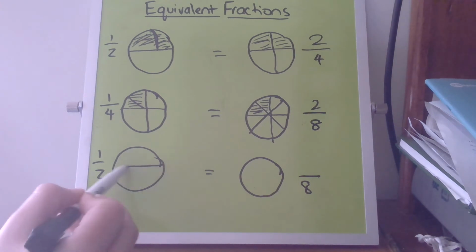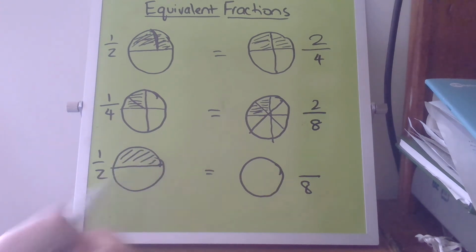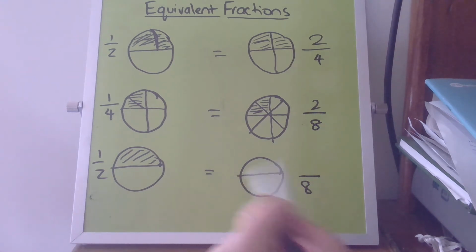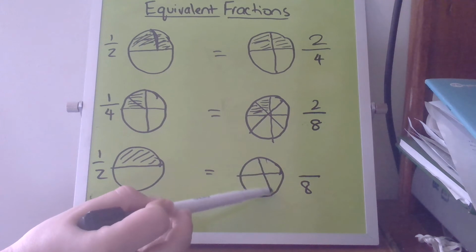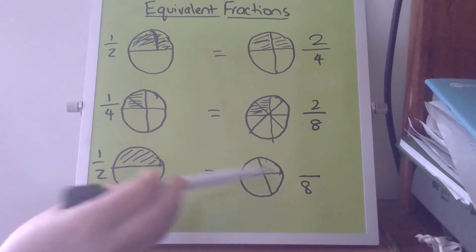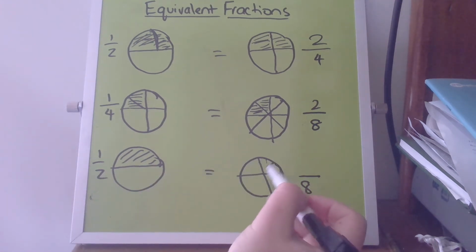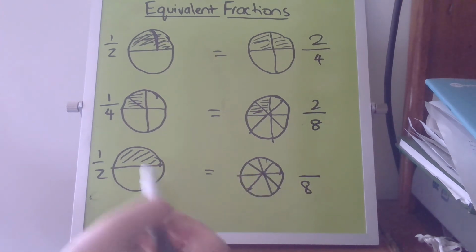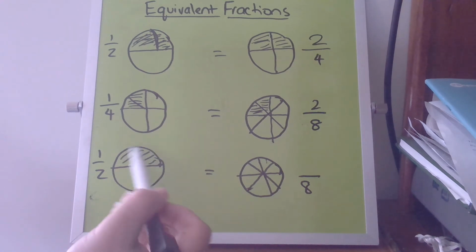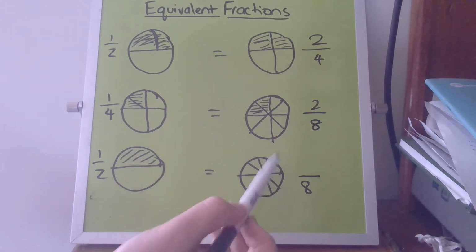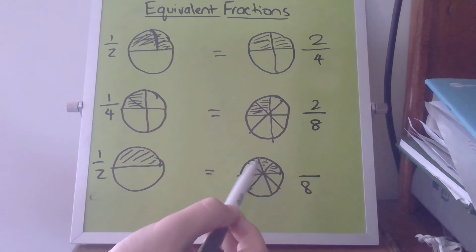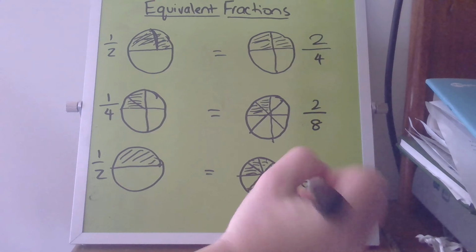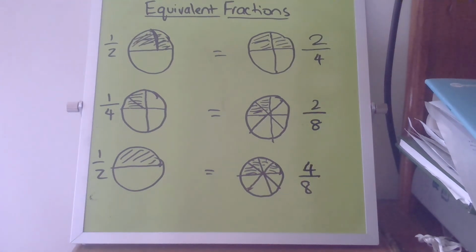Now, if we start with 1/2, which again looks like this, but we want to make it into 8ths. So we'll start with our 1/2. If we split each piece into 2 pieces, we end up with quarters. We'll do that a second time to make 8 equal-sized pieces. If we want to shade 1/2, we'll shade 1, 2, 3, 4. 4/8ths and 1/2 are the same.